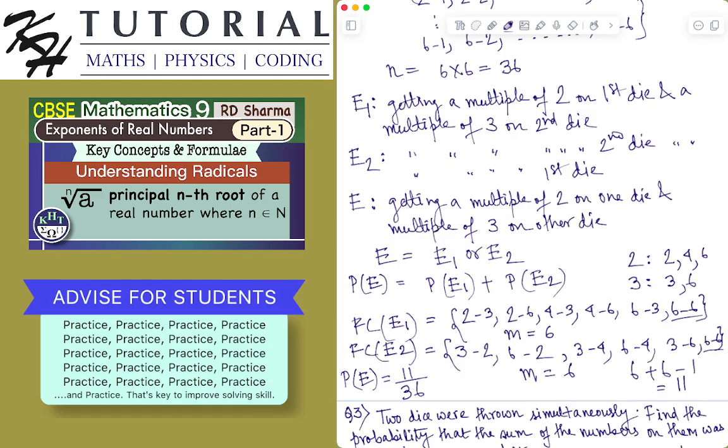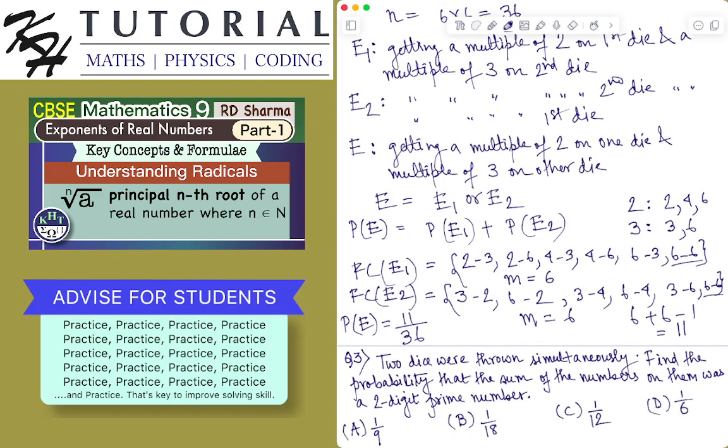But there is a catch. We have to be careful. As you can see, the favorable cases for event E1 are 23, 26, 43, 46, 63, 66, and the outcomes which are favorable to the event E2 are 32, 62, 34, 64, 36, 66.